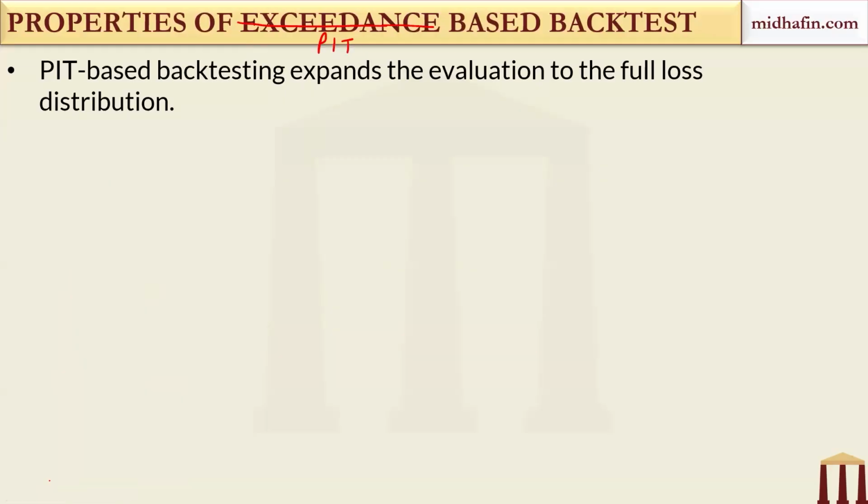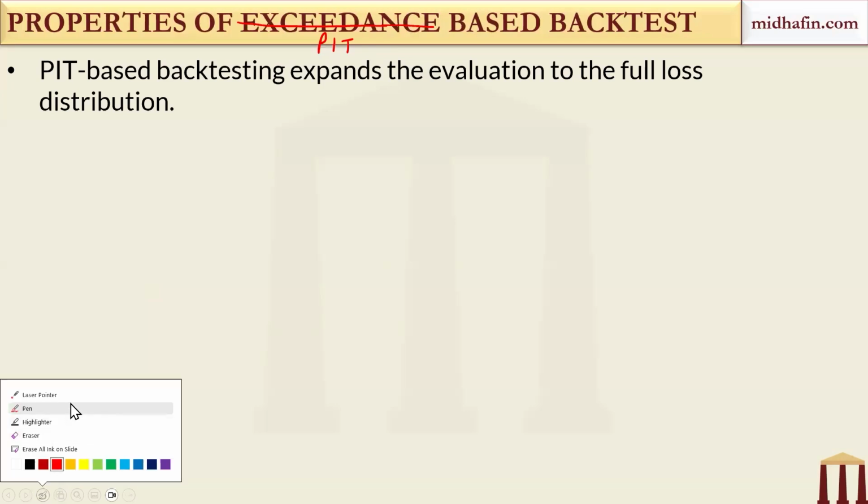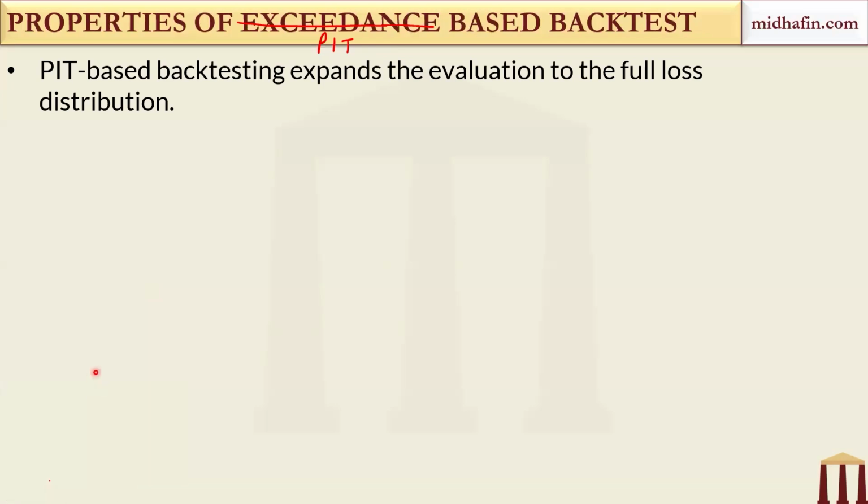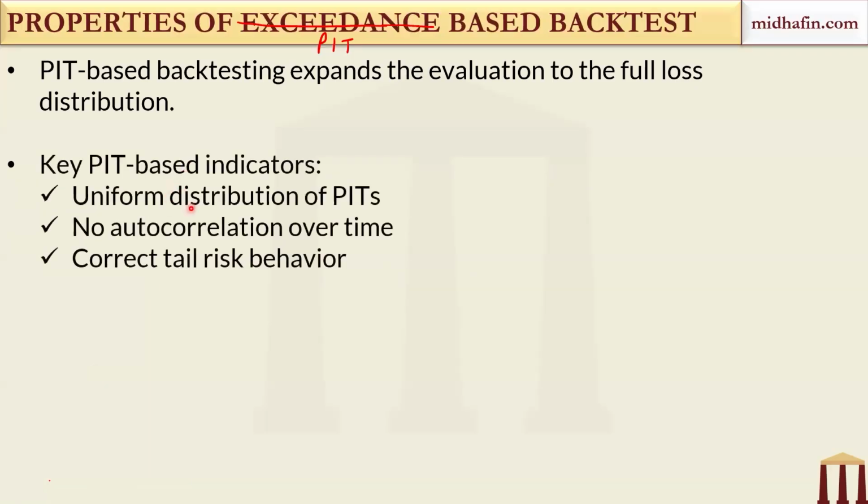So instead of just counting the exceedances, okay, PIT based testing examines the entire distribution of forecasted losses. So here we transform each observed loss into a PIT value, that is the cumulative probability under the model's distribution. Okay. Now, if the model is well calibrated, those PIT values will follow a uniform distribution between 0 and 1. So standard uniform distribution. Okay.